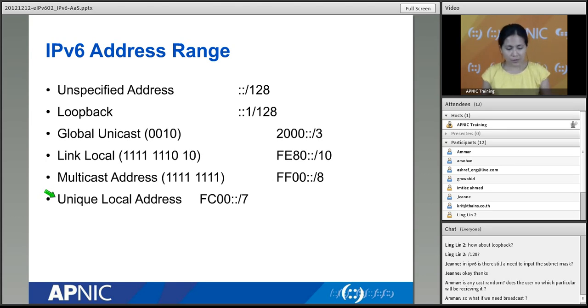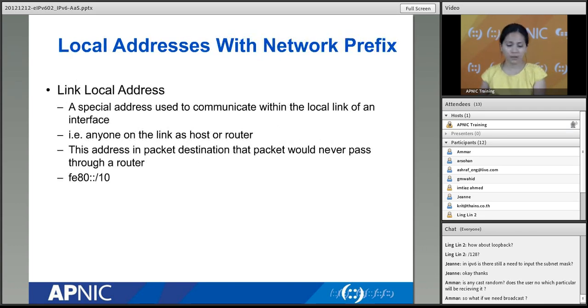Okay? So unique local address, I will discuss that in a few slides from here, but it's basically also a private address, but it is globally unique. That's why it's called ULA, or the unique local address. So as you can see here, with different types or address ranges, there is a specific block assigned to each, so it's easy to distinguish between them.